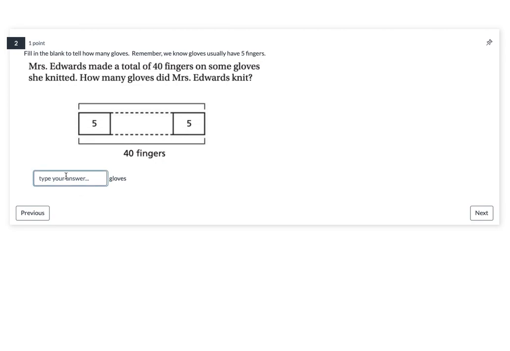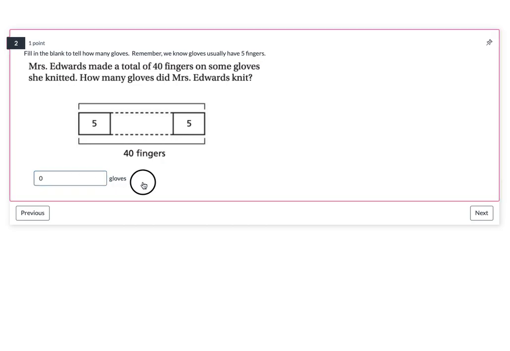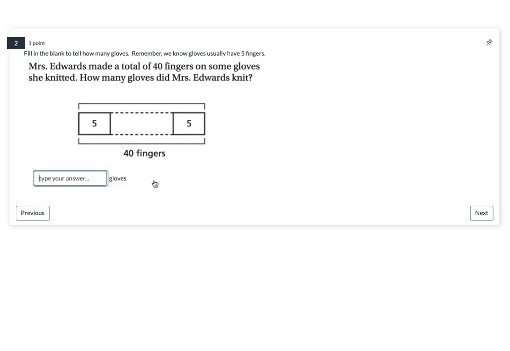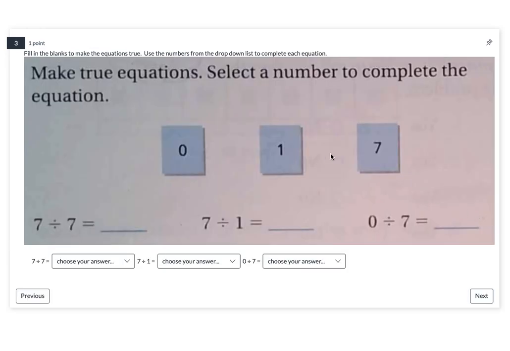You will type your answer here. You can just put a number there, okay? And you will type it in. And then you'll click next after you mark your answer.